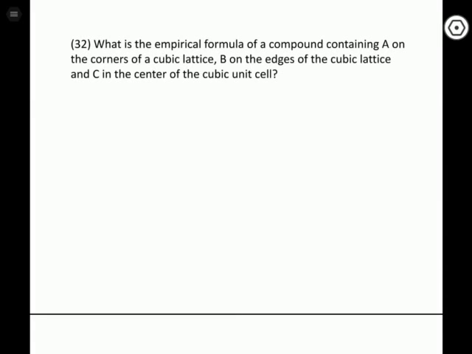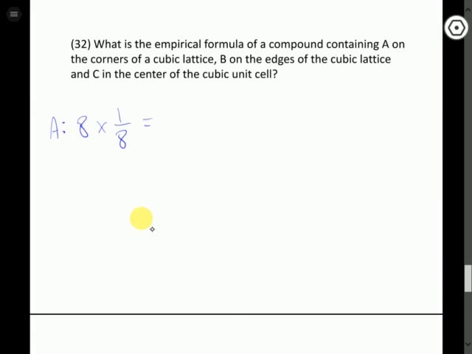So here we have A is on the corners of a cubic lattice. Okay, so there's 8 corners, and then each of them is shared by 8 unit cells, so that each count is an eighth. So there's going to be in total 1 atom of A in our empirical formula.